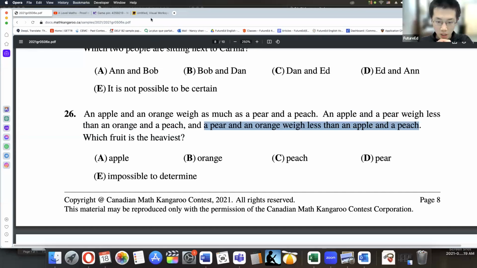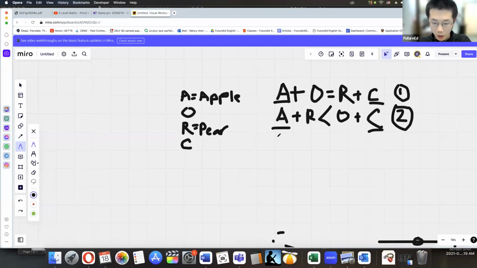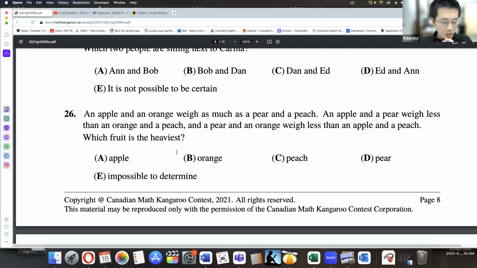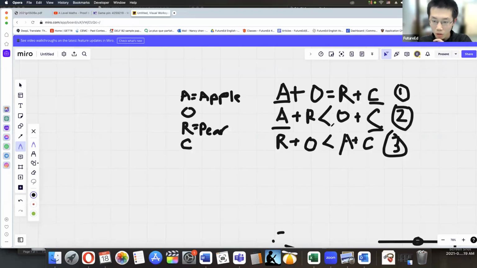I'll write the third sentence down. A pear and an orange weigh less than an apple and a peach. So this is equation number 3. And I believe the question is asking which fruit is the heaviest. If you just stare at the question like this, you're just going to pick E because it's very hard to find out which fruit is heavier when all you get is a bunch of text. But I'm telling you right away that it's not E. You can figure it out, and let's give it a try.